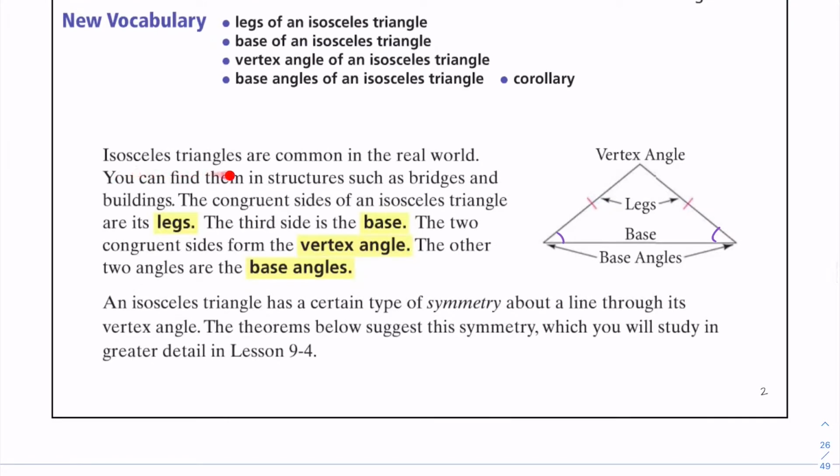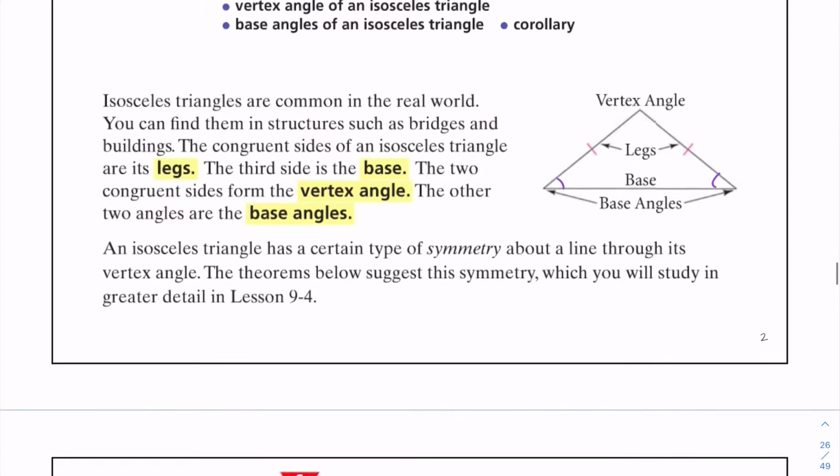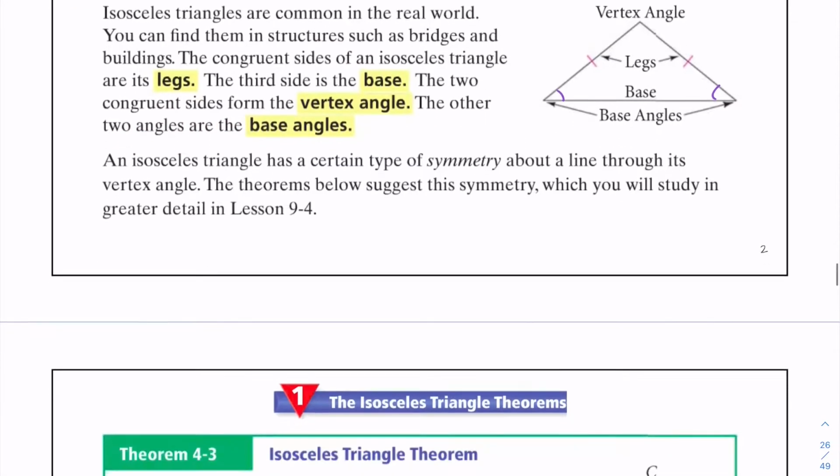So isosceles triangles are common in the real world. You can find them in structures such as bridges and buildings. The congruent sides of an isosceles triangle are its legs. The third side is the base. The two congruent sides form the vertex angle. The other two angles are base angles. We already said all of that.